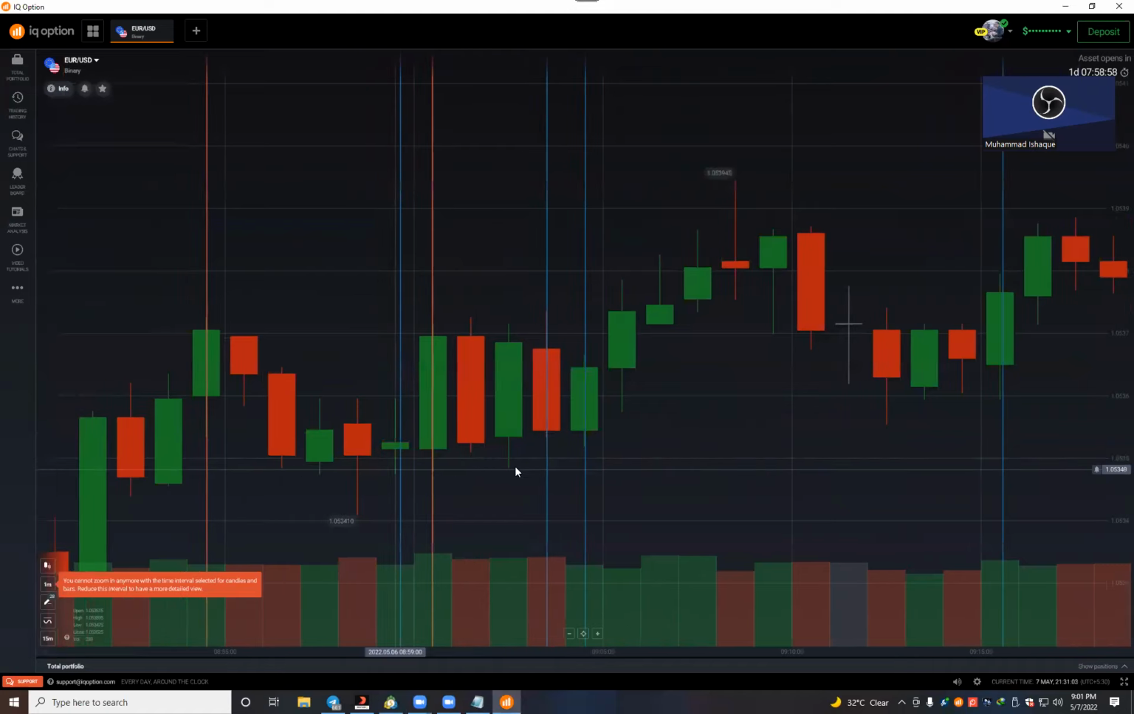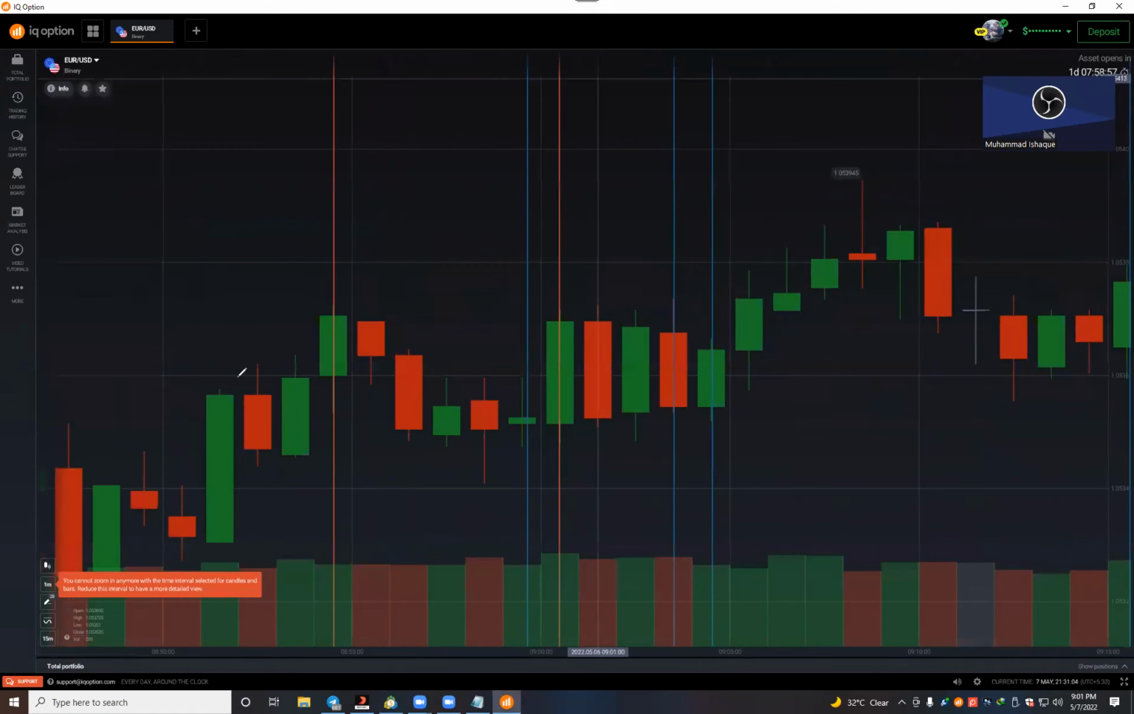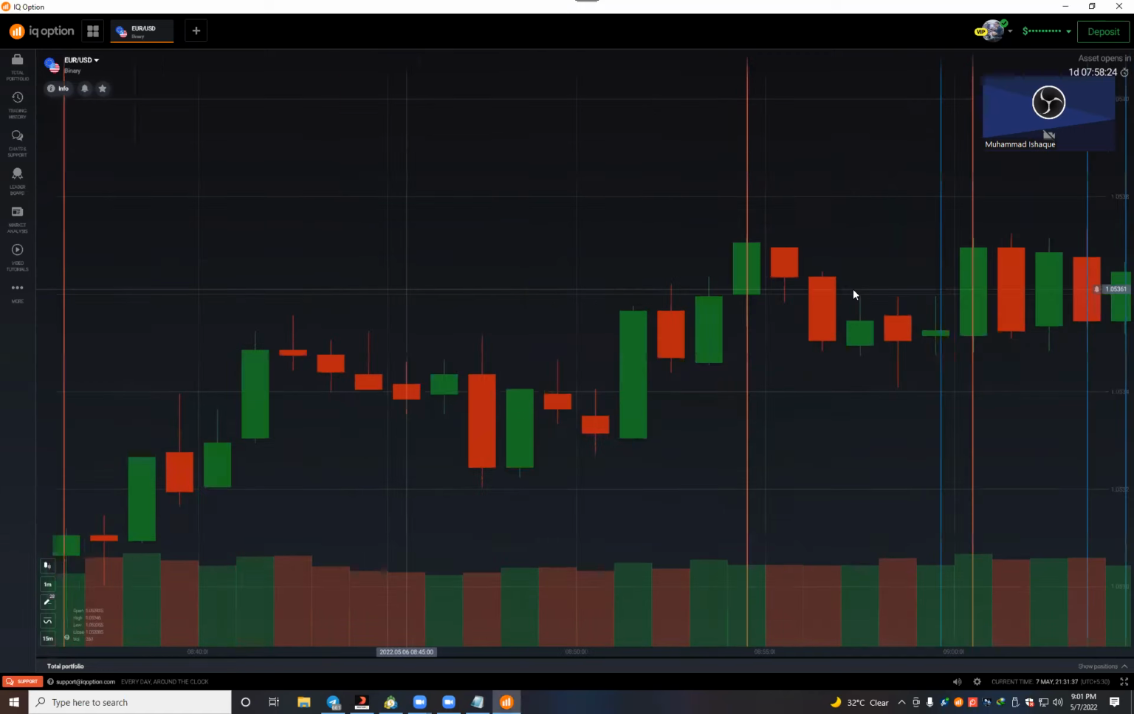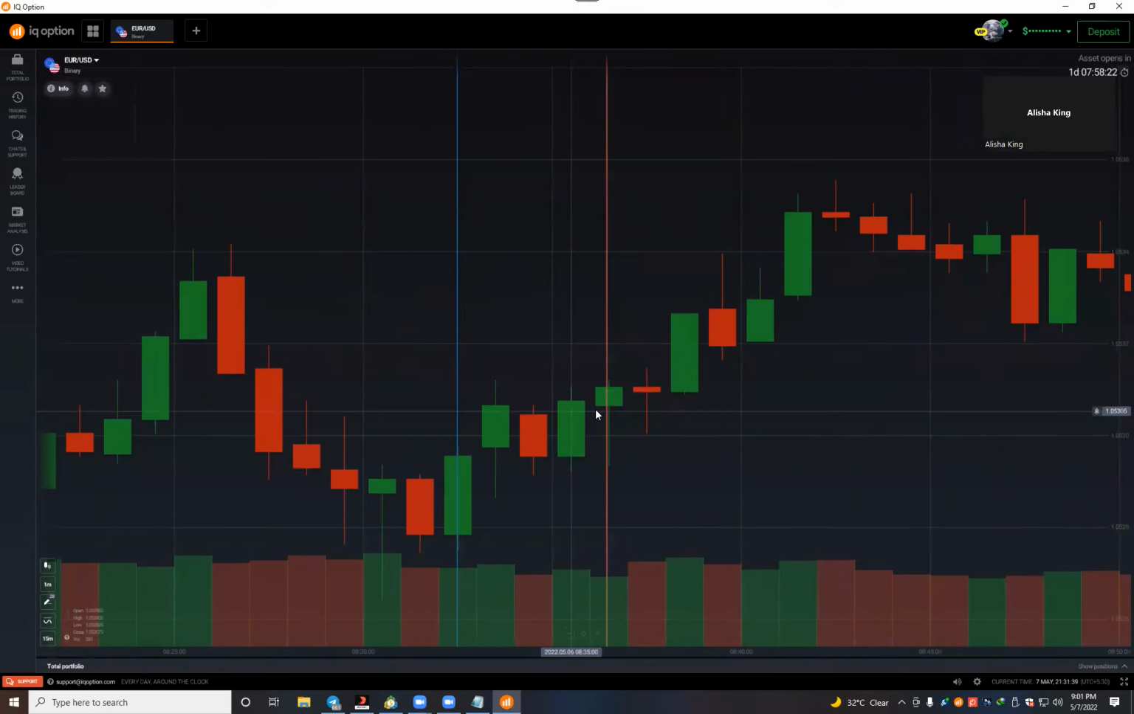Here you can see. This trade I have lost. Okay. But this trade I won. Then this trade I have lost. But this trade we have won, and this trade we have won. Here 3 trades we win and 2 trades we lost. No martingale, I'm suggesting.